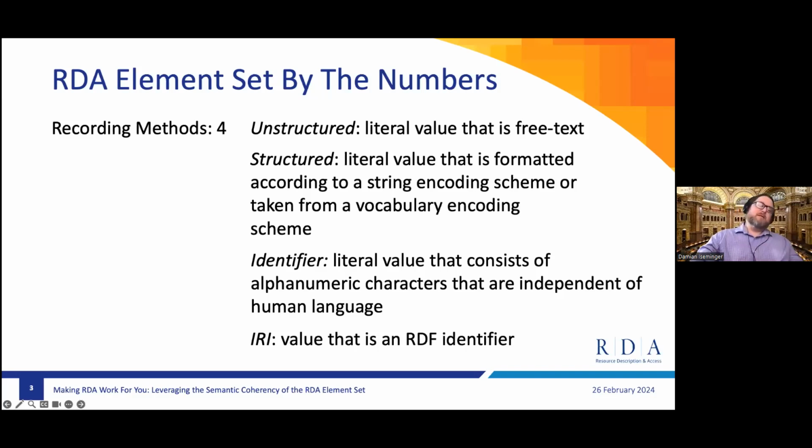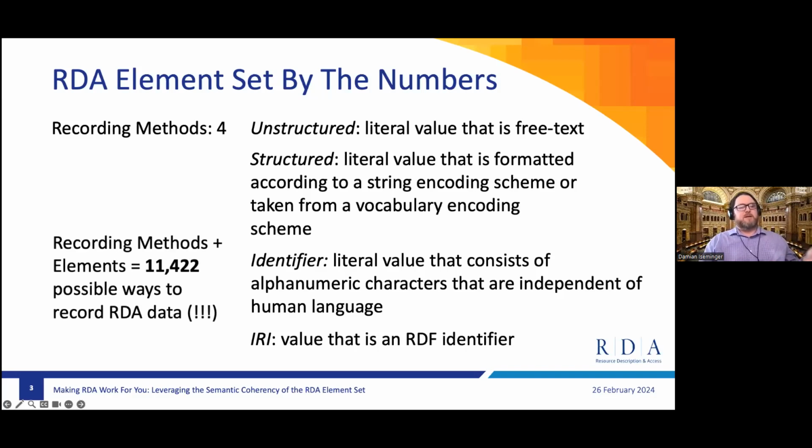So when you factor in the entities and the number of elements and the recording methods, there are 11,422 possible ways to record RDA data. Now, this number is meant to jolt you up, to open your eyes, but in reality, that's if you used every single RDA element, this is what you could possibly do with it. But we have ways to manage this sort of stuff, and now we're going to get into how we would go about managing it.